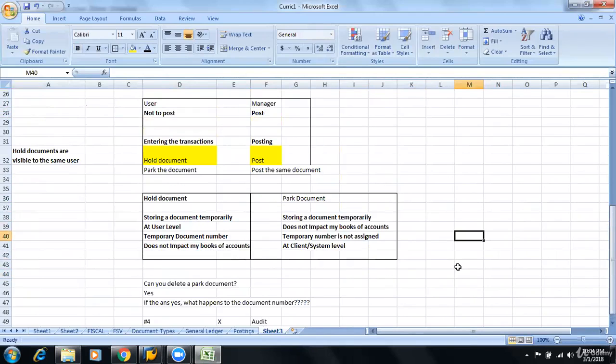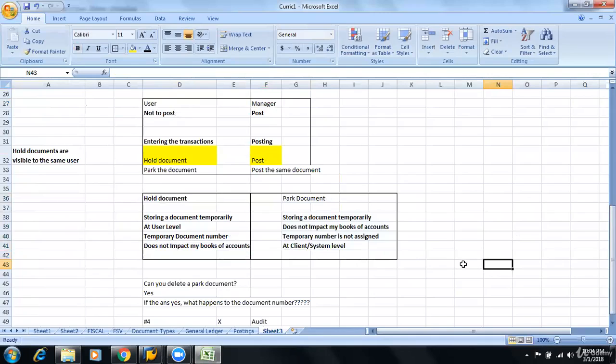I have taken many interviews and I ask these questions in a very general way, and many of the interviewees are up to the mark, but not all of them basically. They only have an overview of what hold and park is, that these are basically temporary transactions. But not many of the students know that other users can see or cannot see the document. All right. So this was all with hold and park documents.